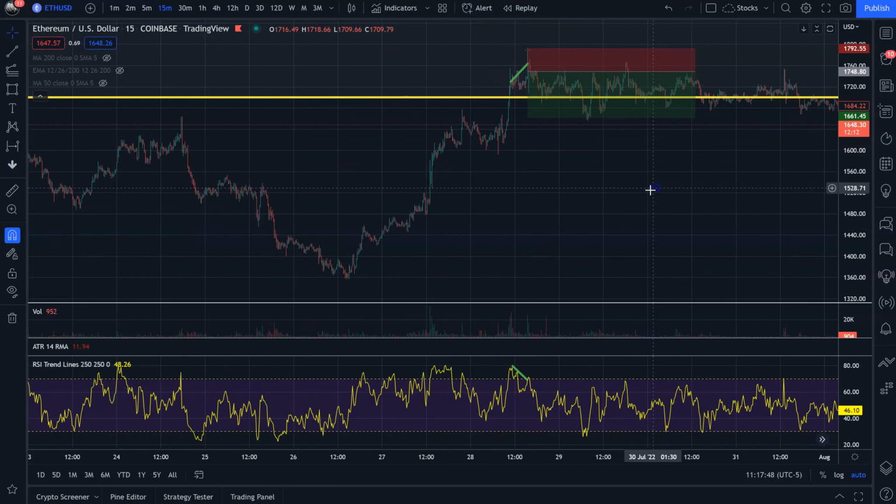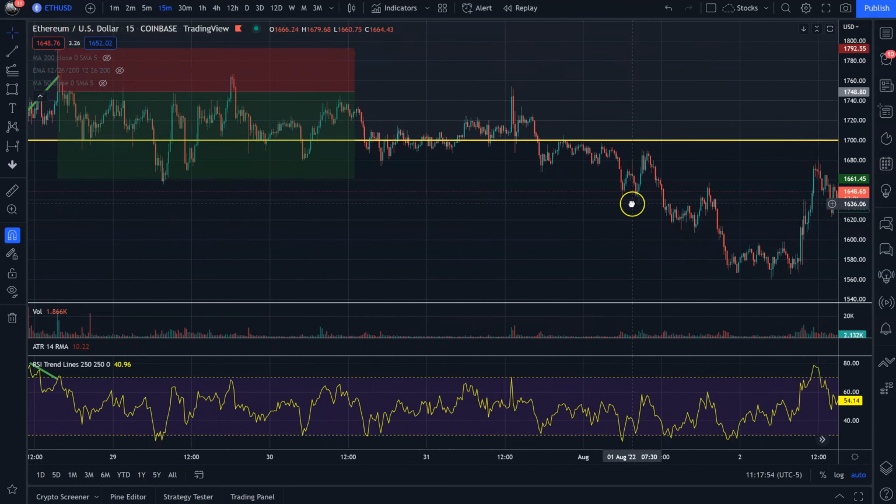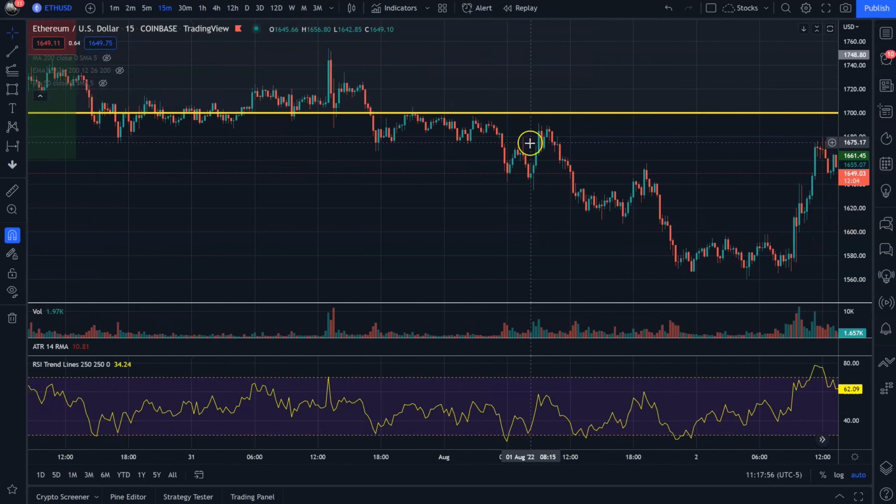And then if you look further to the right, once it started falling back outside of that, ranging underneath it, and then failing to come back inside of it, you could start looking for more trades over here.